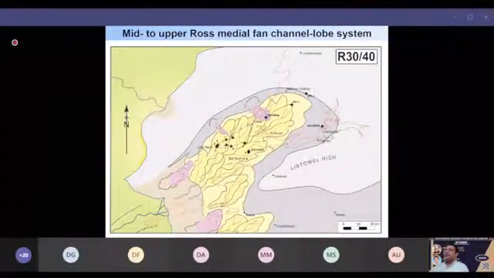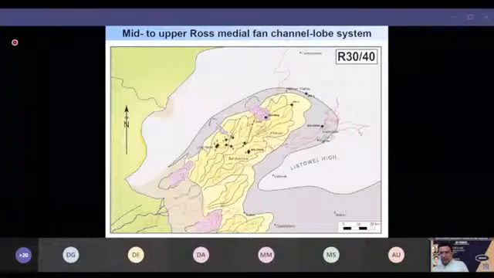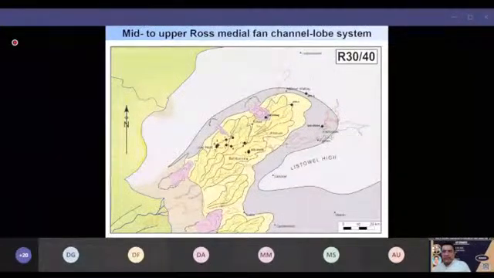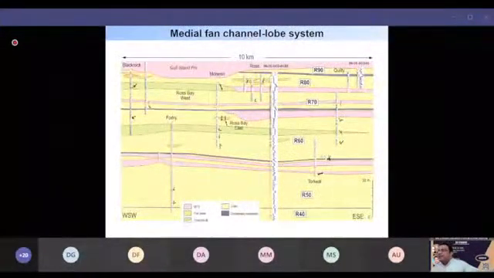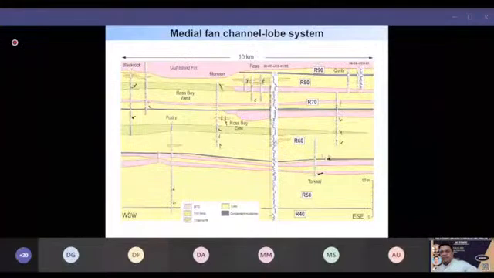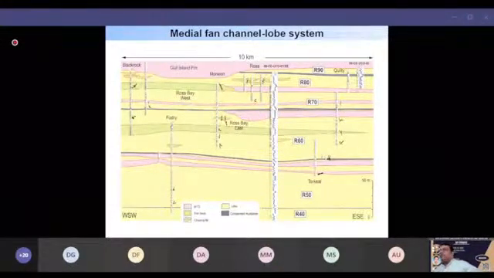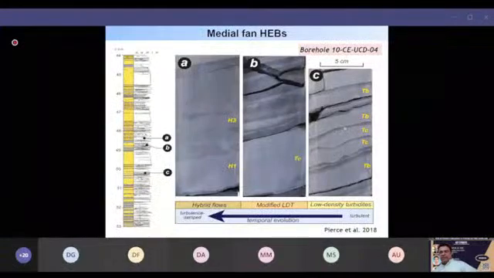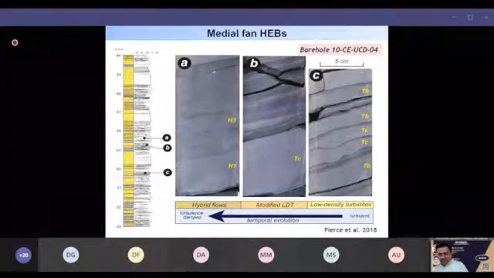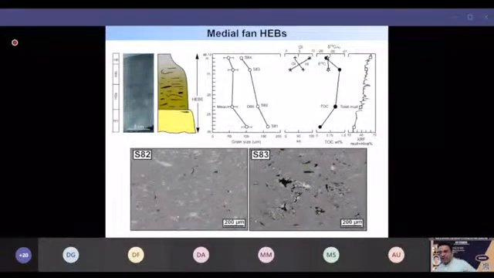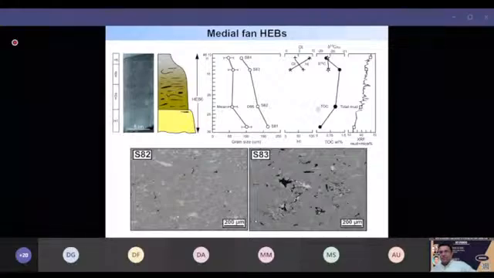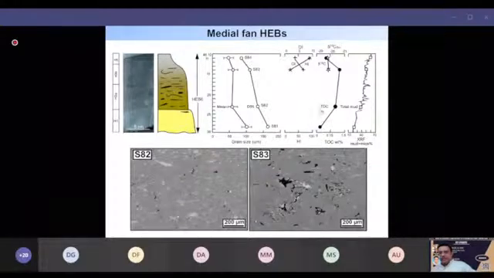Then the system was shut off again, and there was another channel lobe system, another fan that propagated into the basin, and we call it a medial channel lobe system. That system is composed of channelized sandstones with localized mass transport deposits and also hybrid event beds. Really nice photographs showing these core photographs just show the deposits, turbidity currents, and hybrid event beds in those settings.